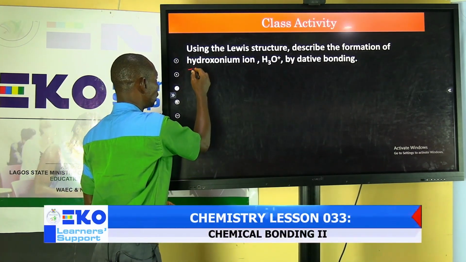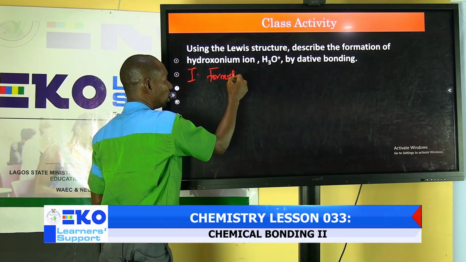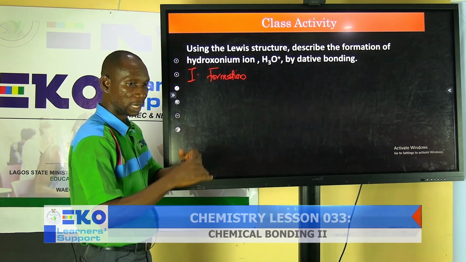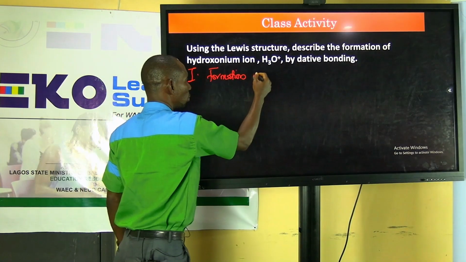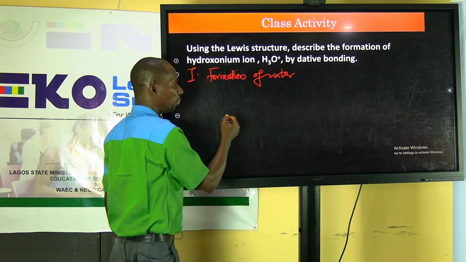So, stage 1 is going to be what? Formation of water. You cannot jump to hydronium ion. There is an intermediate, and that is what? Water. Formation of water is the intermediate, and that is by covalent bond.